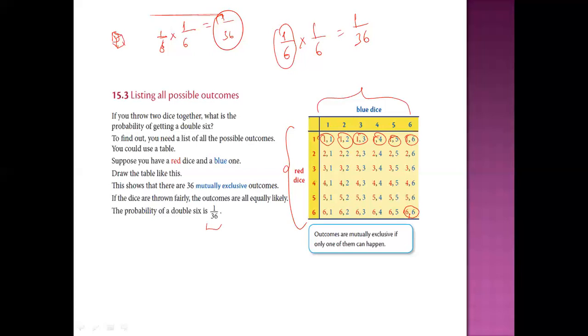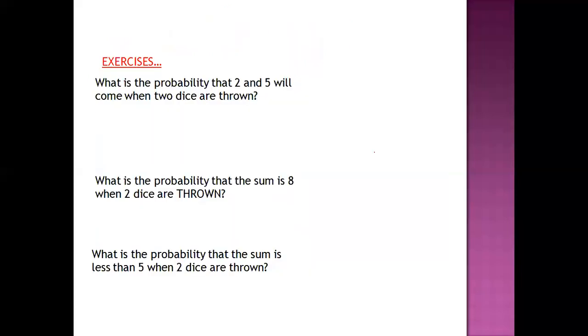Okay, and there we have some examples. First of all, I want to show that we have three types of examples. What is the probability that 2 and 5 will come when two dice are thrown? So what is the probability 2 and 5 will come? There we have two dice. In the first case, 2, 5, and the second case 2, 5 or 5, 2.